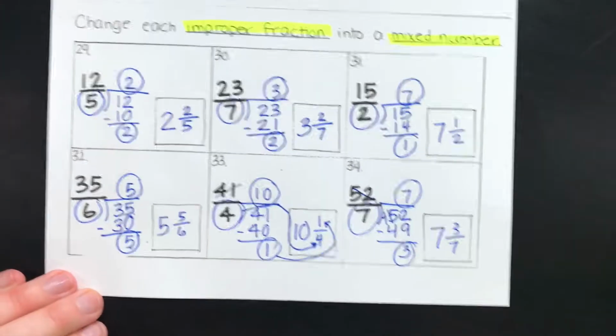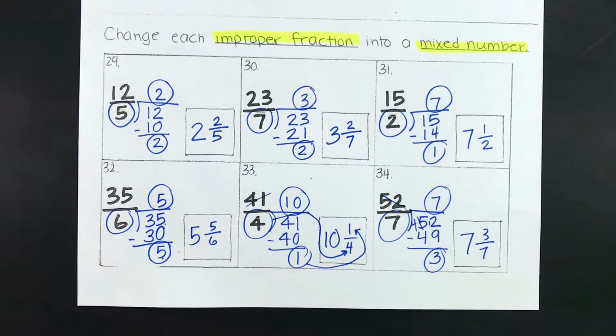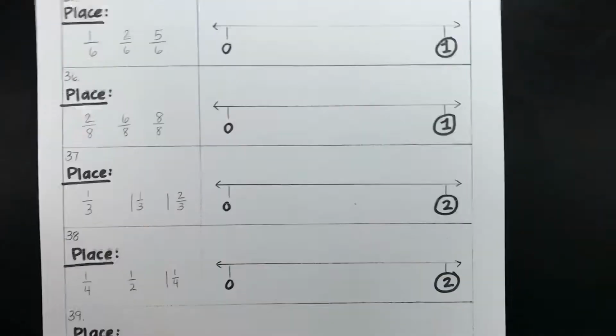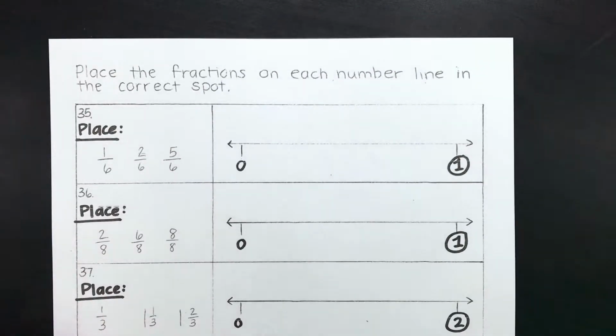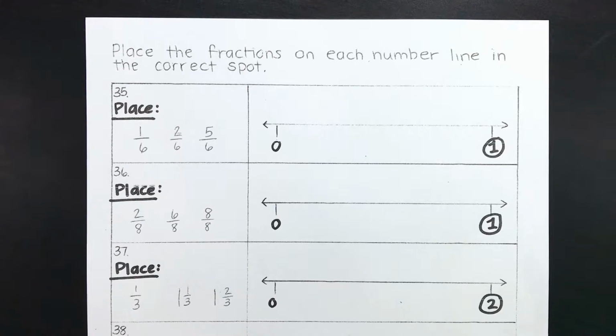Okay, so that is the second section, changing improper fractions into mixed numbers. All right, so now we are on to the last page. Okay, so this is all about number lines. So place the fractions on each number line in the correct spot.